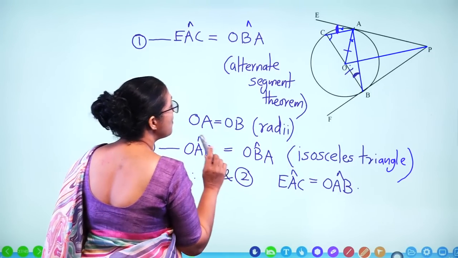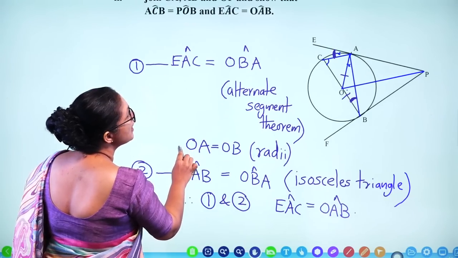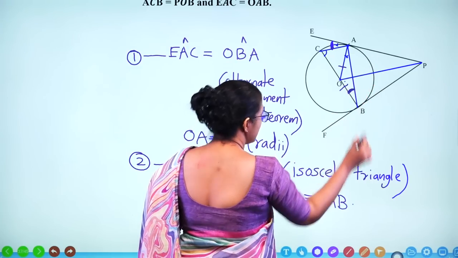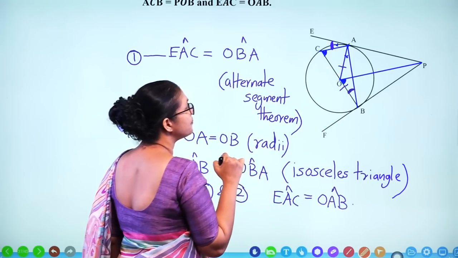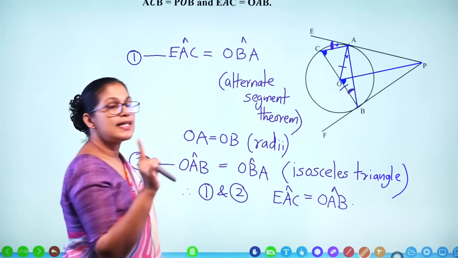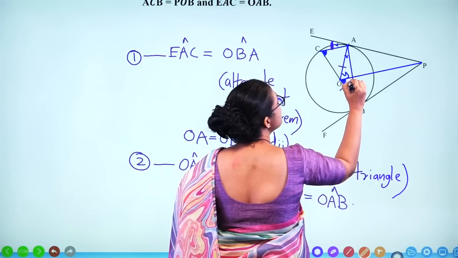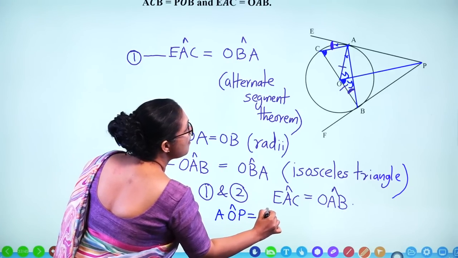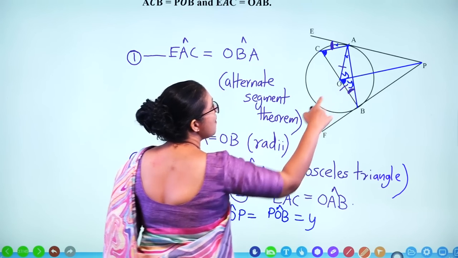Now we have to show the other part. Now, what's the other part? ACB and POB. ACB and this one and POB, this angle. So these two angles we have to show these are equal. Now look at carefully. These are the two tangents and this is the line joining the center and the outside point. So this angle is the angle at the center bisect each other. So if this is Y, this is Y. So first you can write that one. AOP angle is same as POB angle. That's Y.